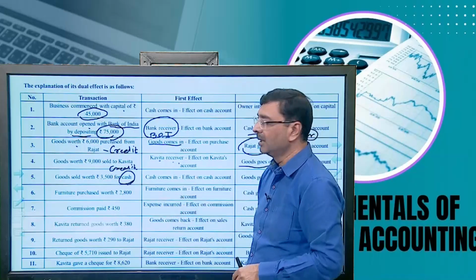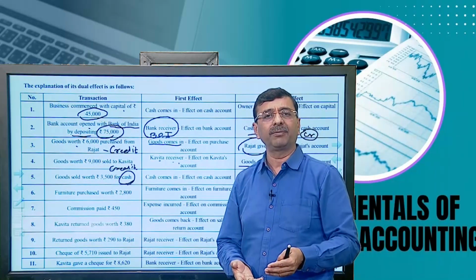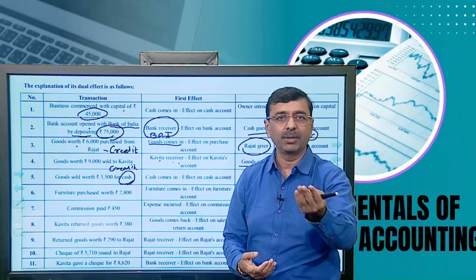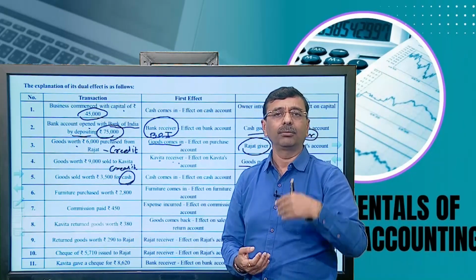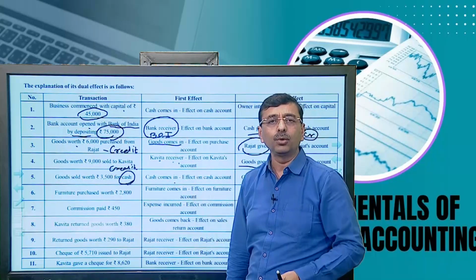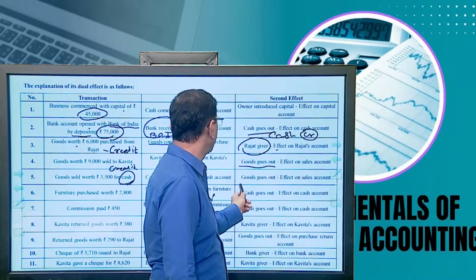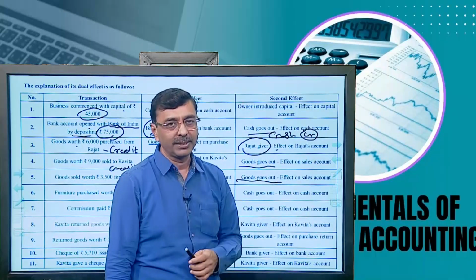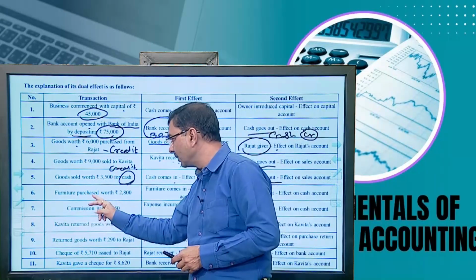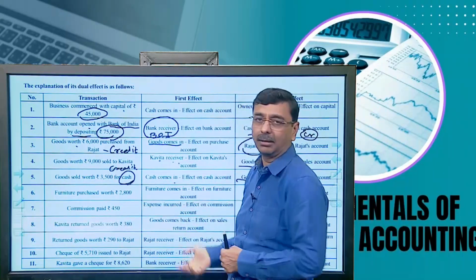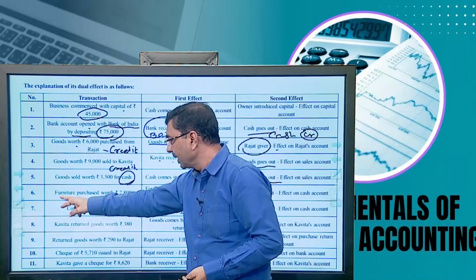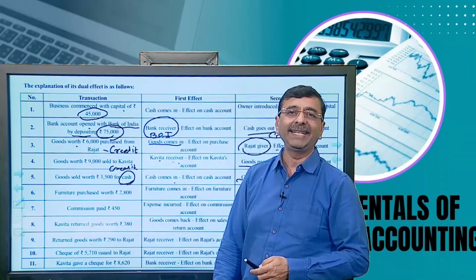In that case, goods sold at rupees 3,500 for cash. What comes in? Cash comes in, because when you are selling, something comes in. So cash comes in, cash account is debited. What goes out? Goods go out, so the sales account is credited. Ultimately, the cash account is debit and the sales account is credit.